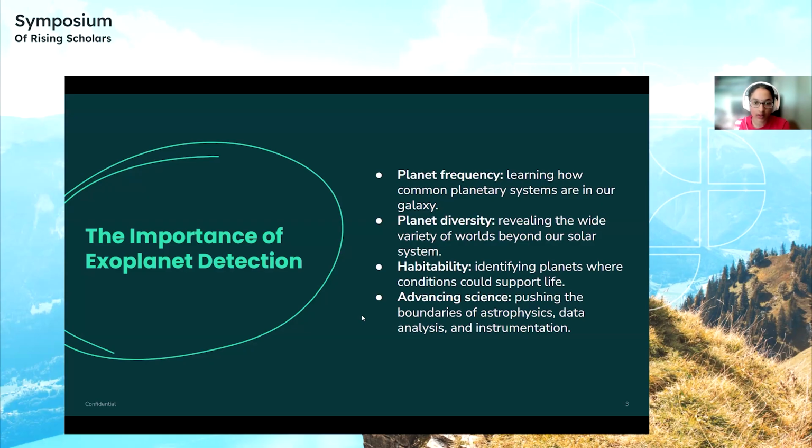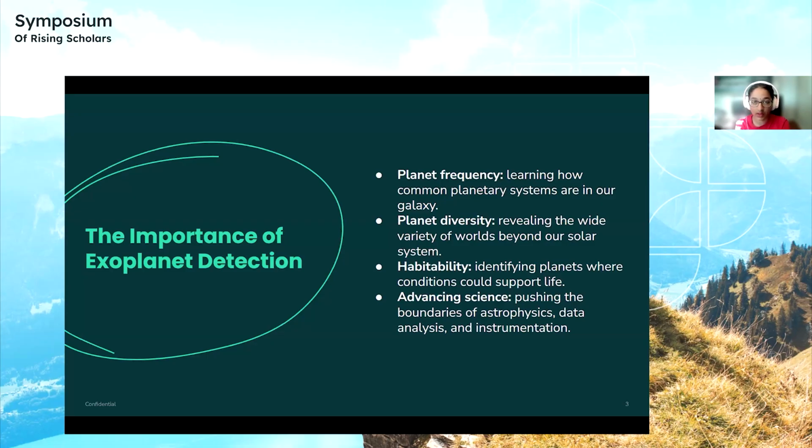So let's talk about why exoplanet detection is important. It's one of the most exciting areas of astrophysics today, and it's important for several reasons. First, it tells us how common planets are and whether solar systems like ours are common or not. It also shows the diversity of planetary systems, since we've already found planets unlike anything in our solar system and also planets that resemble planets in our solar system.